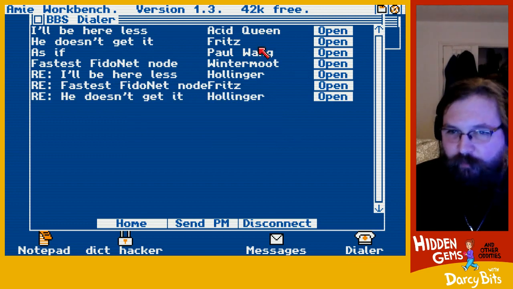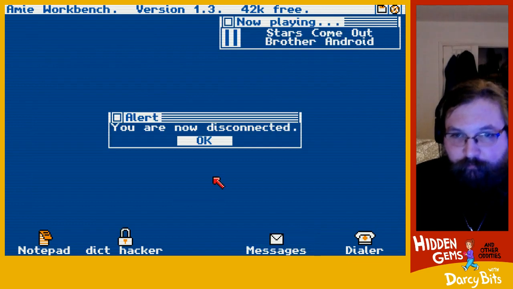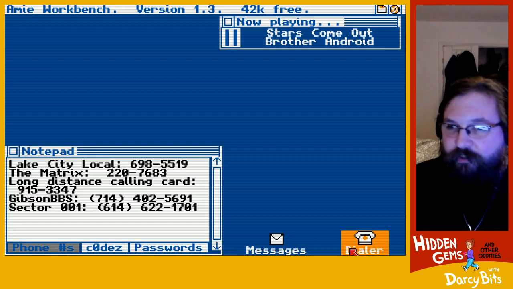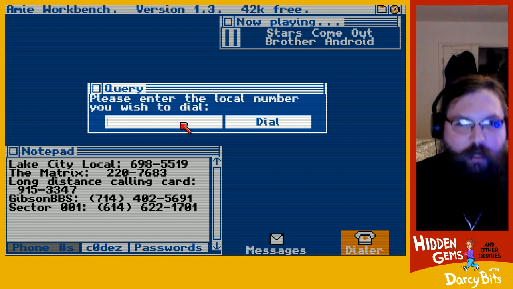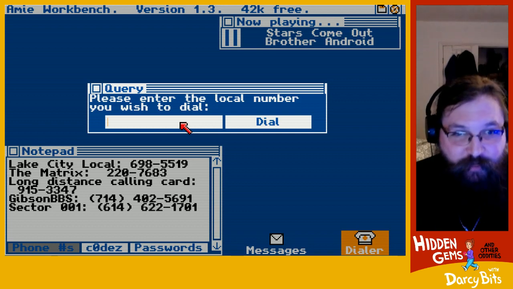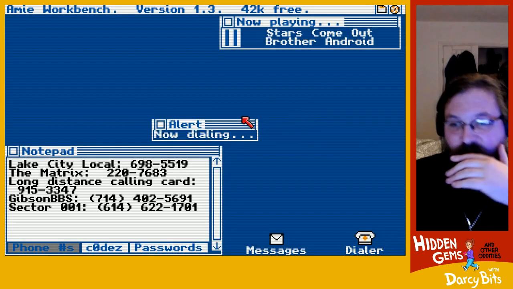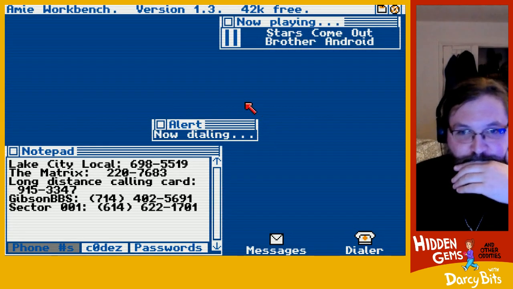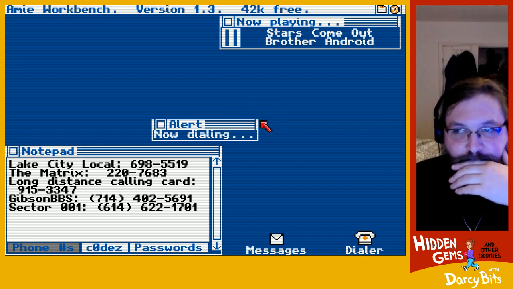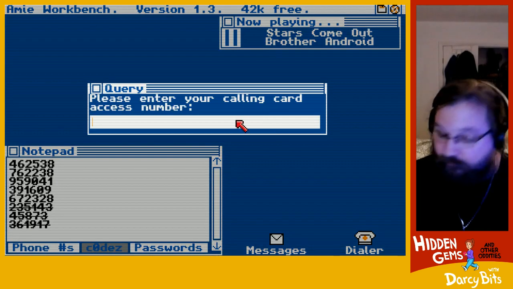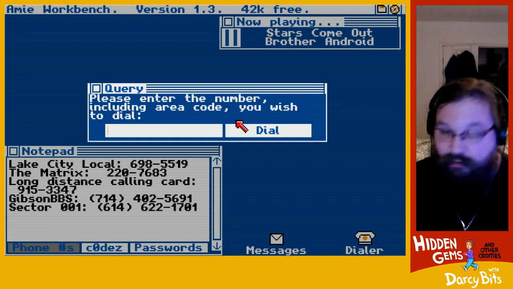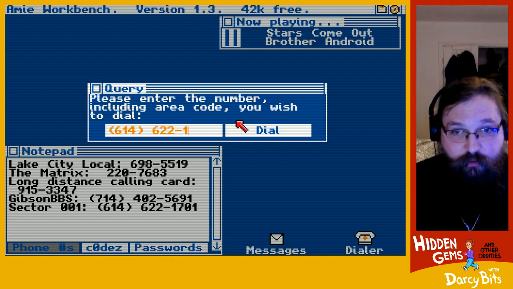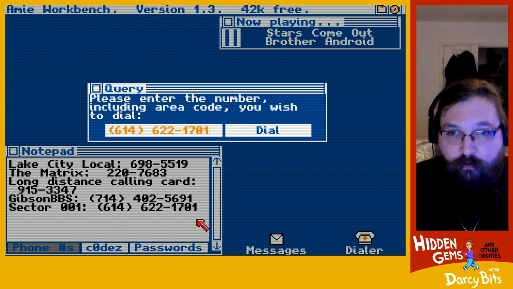Well, there's no new information here that's actually useful to me, so whatever. Great, but not actually gonna help me figure out what I need to do. Oh wait, no, I got a new code. I forgot. I got new BBS. Okay. 915 3647. All right, 462538, and 614-622-1701. Yep.